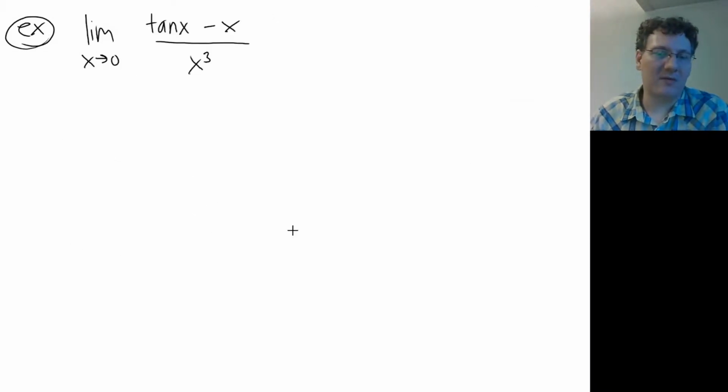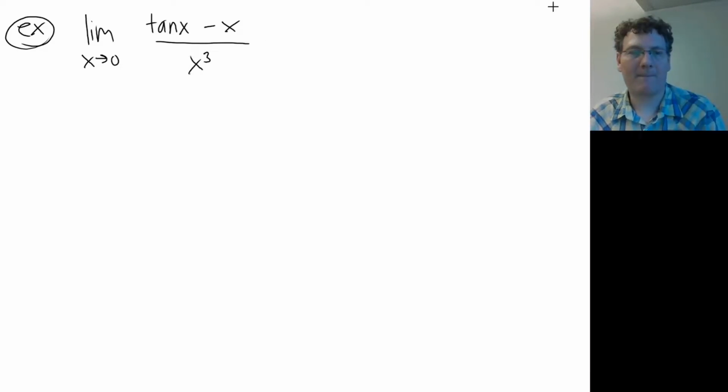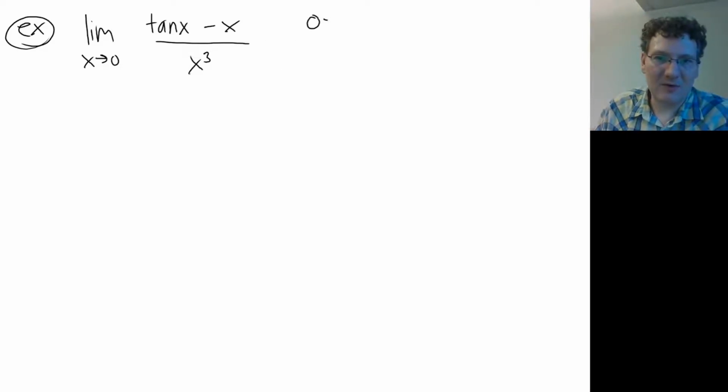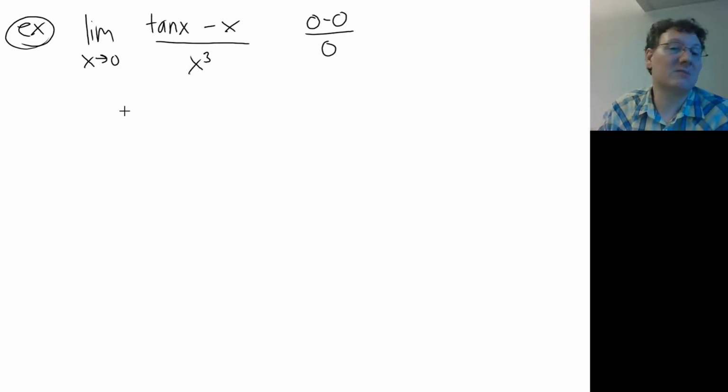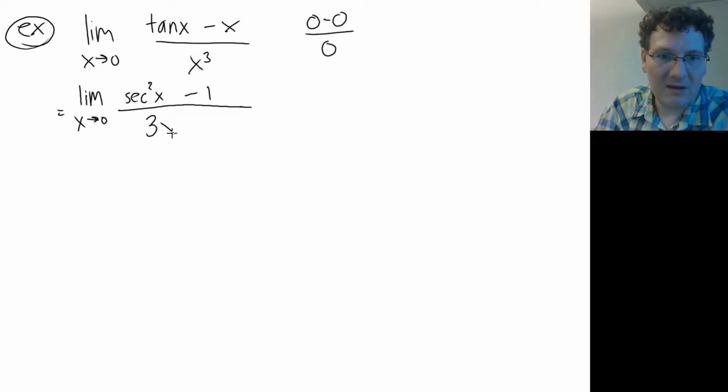Now here we have one. You can see that as x goes to 0, what we have up top is, well, the tangent at 0 is 0, and x is 0, so it'll be 0 minus 0 over 0. This is definitely indeterminate, so we're just going to proceed to use L'Hôpital's rule. This is the limit as x goes to 0. The derivative of the tangent of x is the secant squared of x, minus 1. And then down below we have 3x squared.